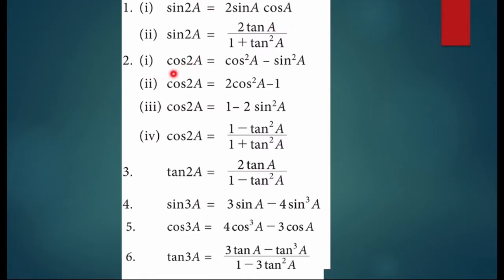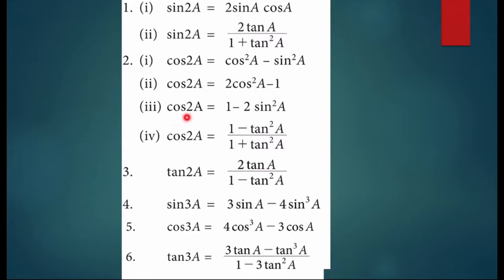Now, cos 2A is equal to cos square A minus sin square A. Cos 2A is equal to 2 cos square A minus 1. Cos 2A is equal to 1 minus 2 sin square A. This is cos 2A equal to 1 minus tan square A divided by 1 plus tan square A. This is cos 2A in the form of cos square.